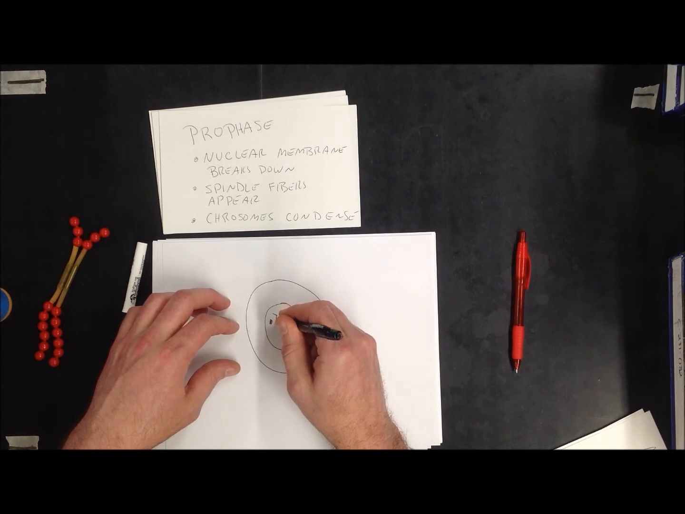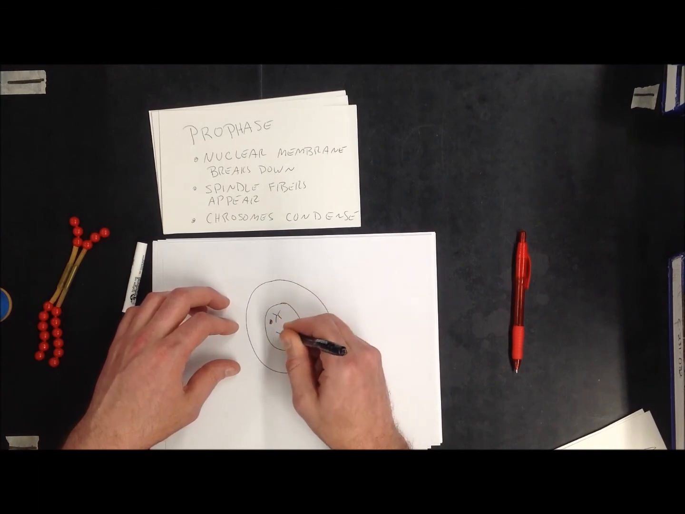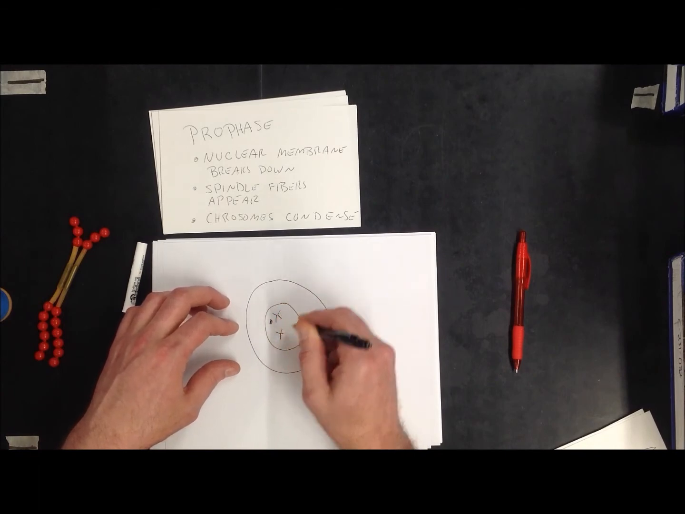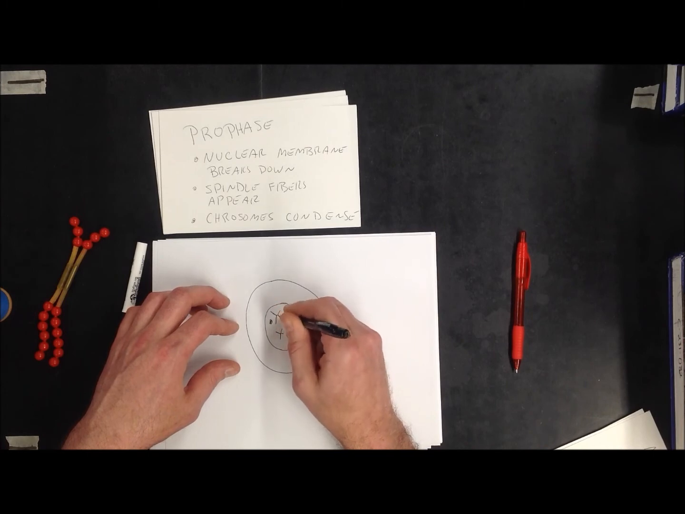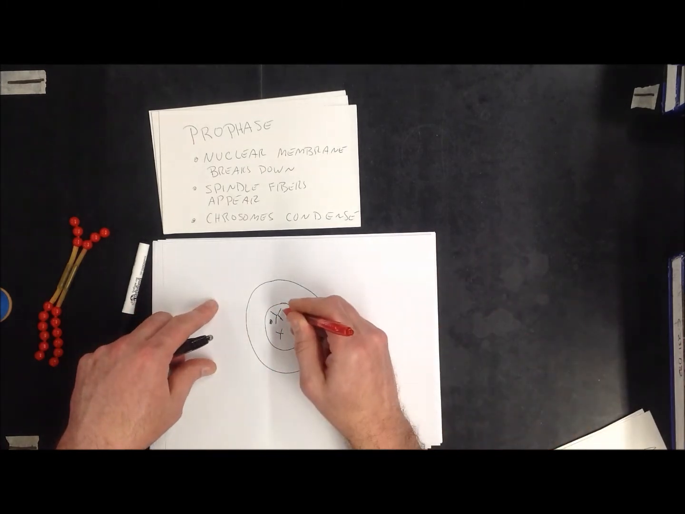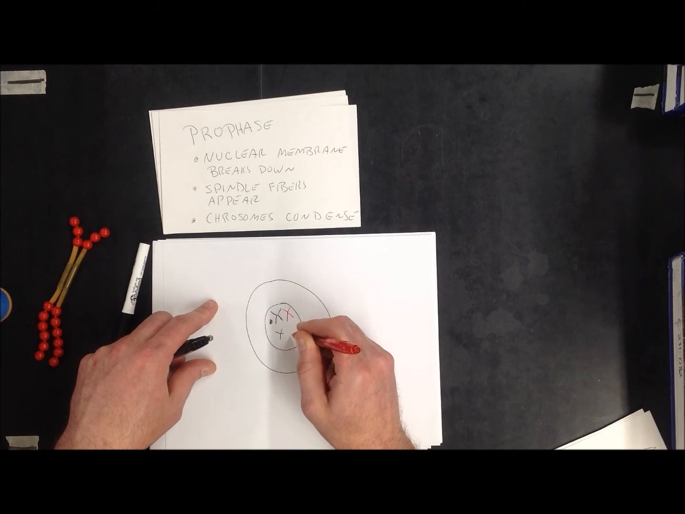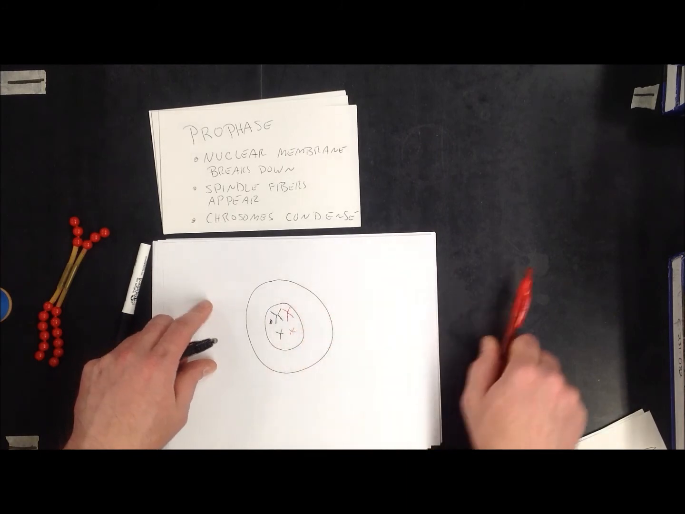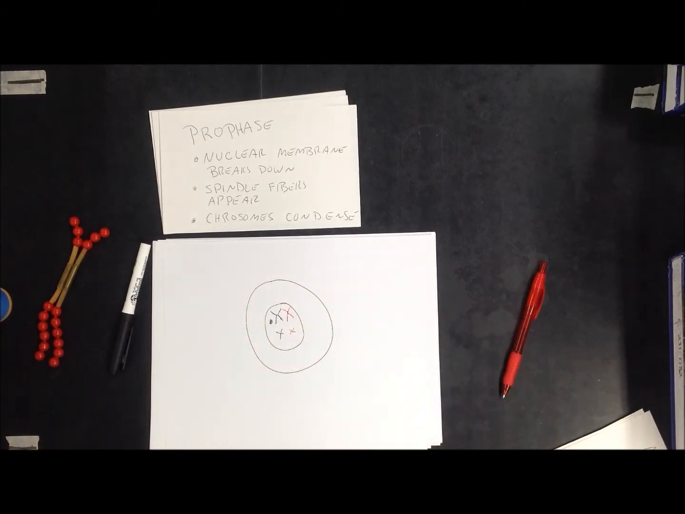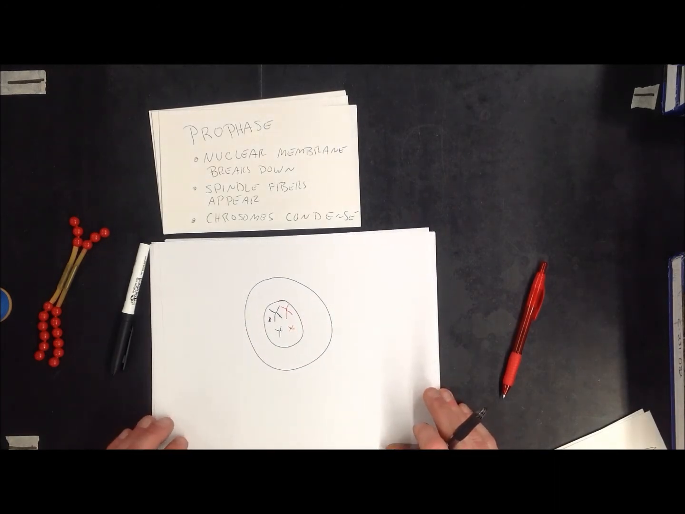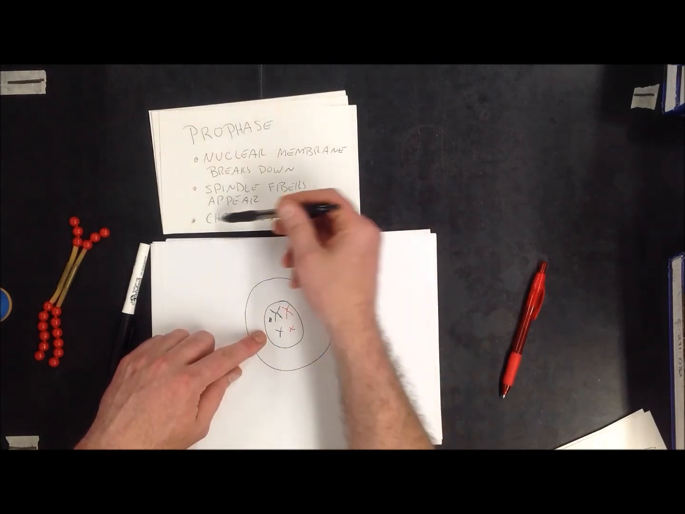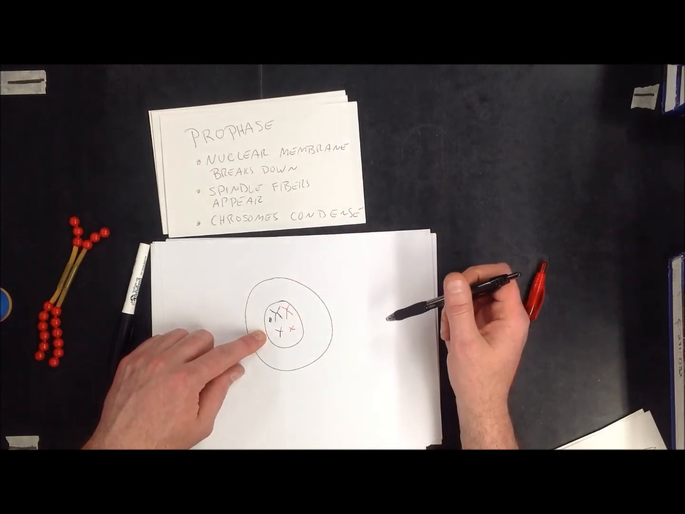So here in the cell, we know we already have copies. There's a large one from Dad. Made that too big. A smaller one from Dad, so I'll make that one a little bit larger. A large one from Mom. And a small one from Mom. So that's what it's going to look like. Now a couple different things are going to happen. So the first thing that we noticed in prophase is here our chromosomes condensed.